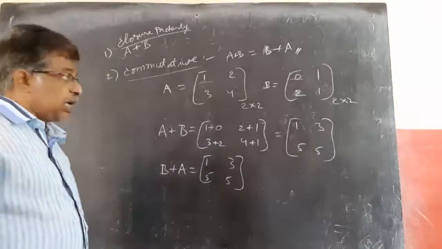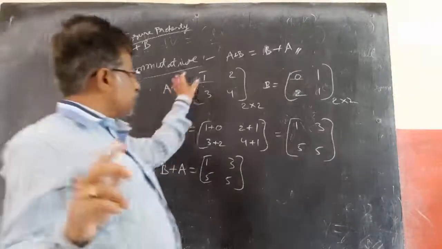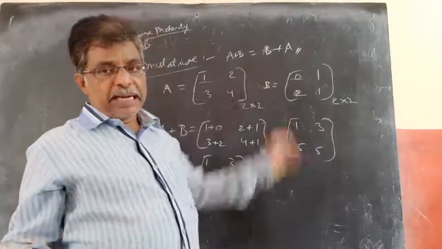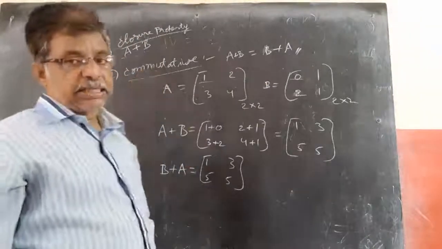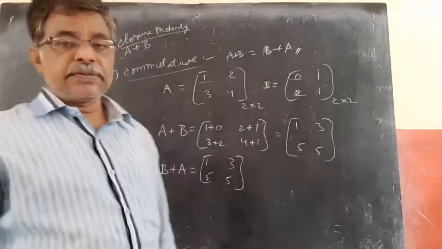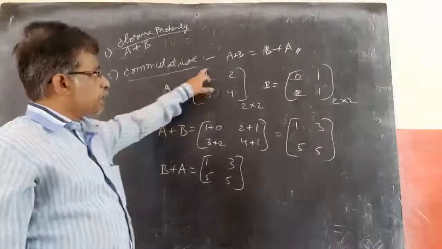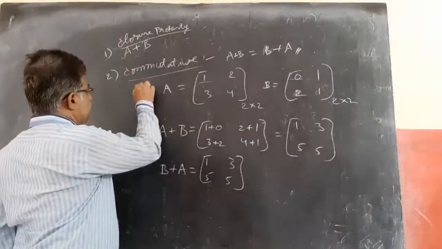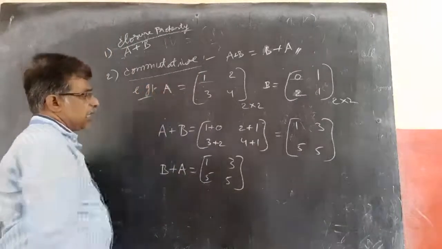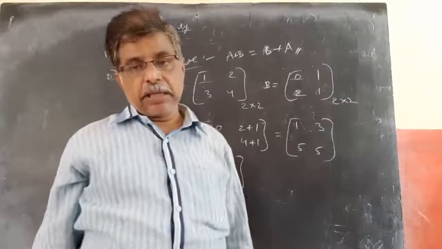Commutative property in matrix addition, that is most important. These are addition properties we are discussing. So commutative property: A plus B equal to B plus A. This is the example you can take for matrix addition. But the same is not true for subtraction.